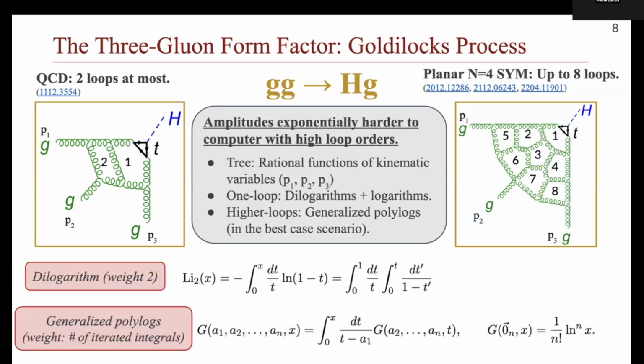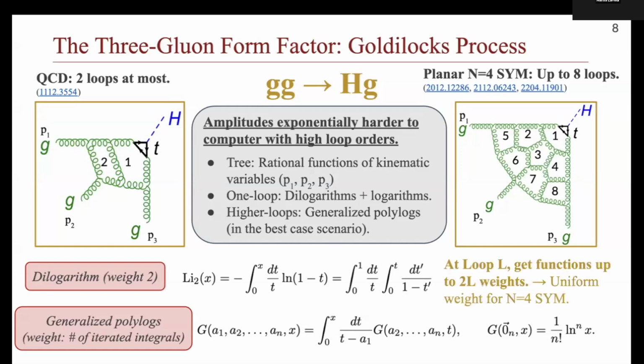Just to give you an idea of why going to higher loop order makes things much more complicated: if you stay at the tree level, the only functions you will encounter in your amplitude solution are rational functions of your kinematic variables for the three gluons. Once you go to one loop, you will encounter special functions like the logarithm, which is defined here. And if you go to higher and higher loop order, in the best case scenario you will encounter something called generalized polylogarithms. We call the dilogarithm a weight 2 function because it has 2 integrals over rational functions. In general, if you have n integrals over rational functions, you will have a weight n polylogarithm.